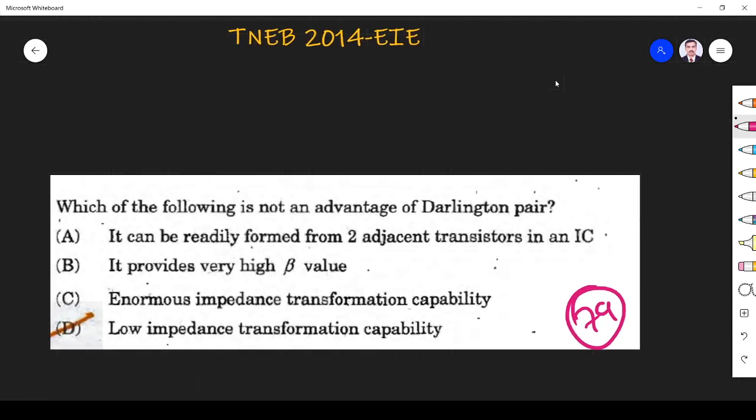And the last question is, which of the following is not an advantage of a Darlington pair? As the name itself is telling, we have two adjacent transistors in a Darlington pair. It is possible to fabricate in IC, and it provides very high gain. This is a very important question they are asking many times, and it has impedance transformation capabilities. So all are right. This is the only wrong answer. So it is the correct answer here. It has low impedance transformation capability? No, a Darlington pair has high impedance transformation capability.